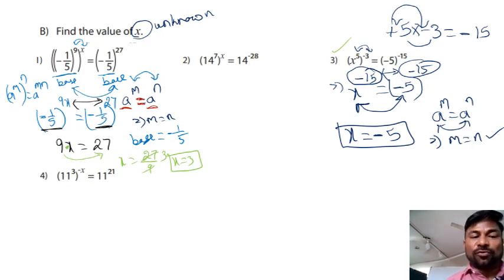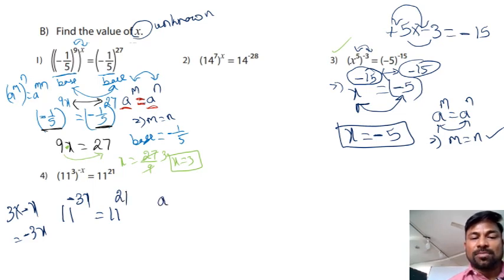Now, if you go for the fourth question here, straight away, 11 to the power 3 into minus x, which is nothing but -3x. So we are multiplying the powers. -3x, equals 11 to the power 21. So what did we do? We applied the same formula: a to the power m whole to the power n equals a to the power m into n.